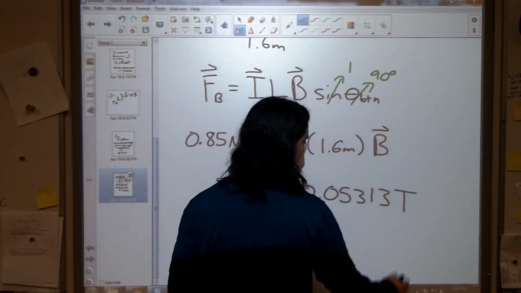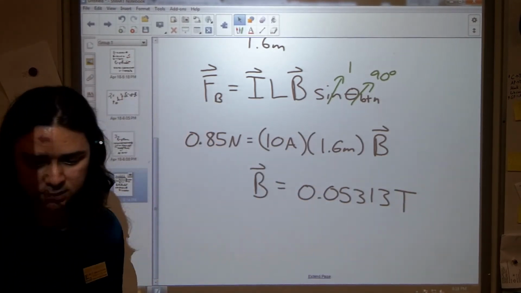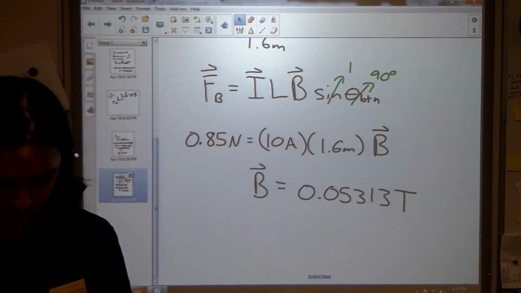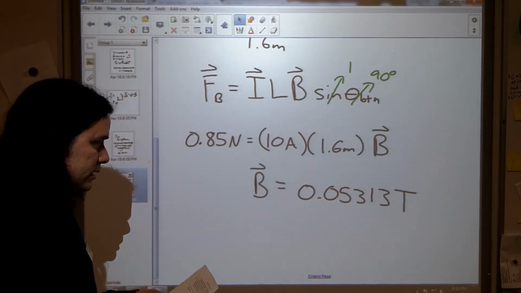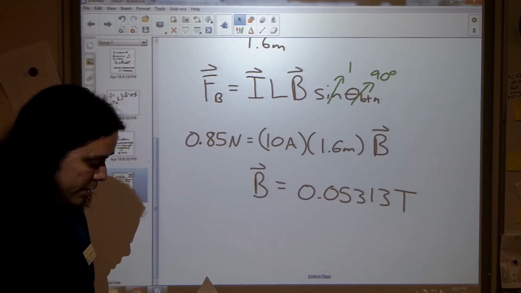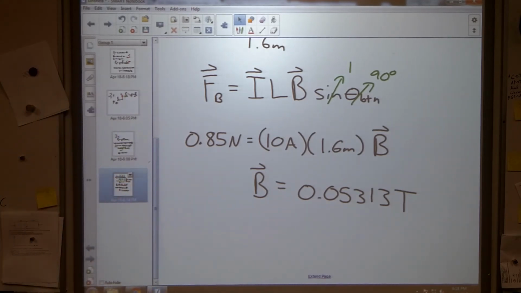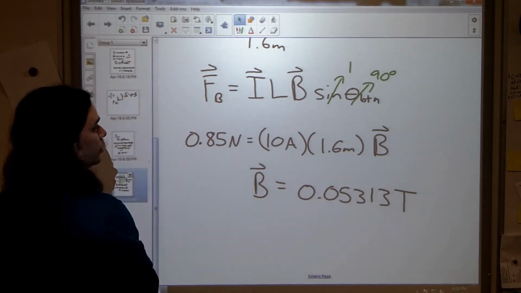Put SI in, newtons, amps, and meters, you get SI out. This will be in Tesla. Let's see what the expected answer is. 0.5313 Tesla. So this is the correct answer. This is what we're looking for. And this is how you would go about doing it. We apply the different Lorentz force equation.